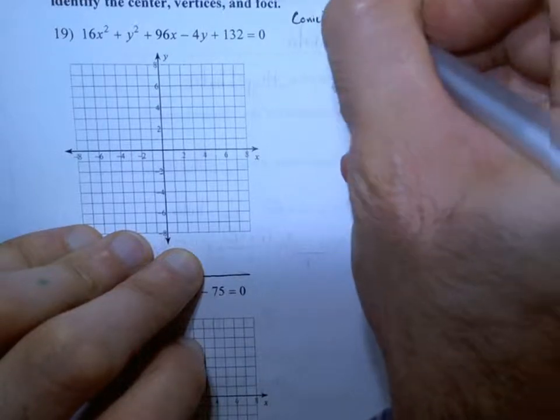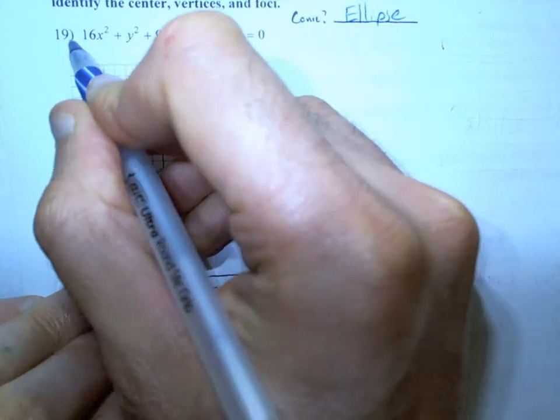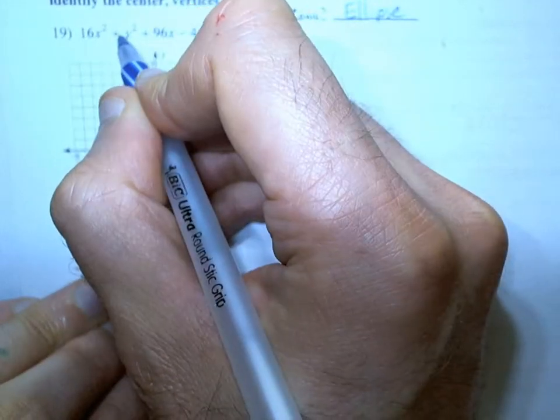Yeah, it is an ellipse. You're correct. But that's good. You had it down. You knew it wasn't a parabola. You knew it wasn't a hyperbola. And then, yeah, at the end, you just check 16 and 1, so it's going to be an ellipse.